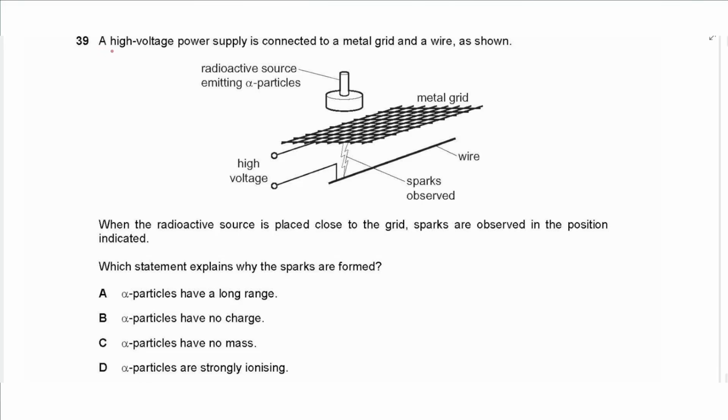Question 39 says a high voltage power supply is connected to a metal grid and a wire as shown. When the radioactive source is placed close to the grid, sparks are observed in the position indicated. Which statement explains why the sparks are formed?